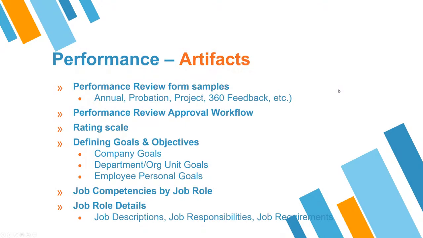So here are some artifacts. As I noted, there are those performance review form samples. These forms can have all kinds of stuff. They can have open text boxes. They can have rating scales where they pick their level of knowledge or experience about something. If you use some of the built-in functionality, you can have goals. You could be scored against goals, completion of goals. You can be scored for competencies. You can list job requirements so they understand what's expected of them for their job. 360 feedback can be key questions that you're building into a form.